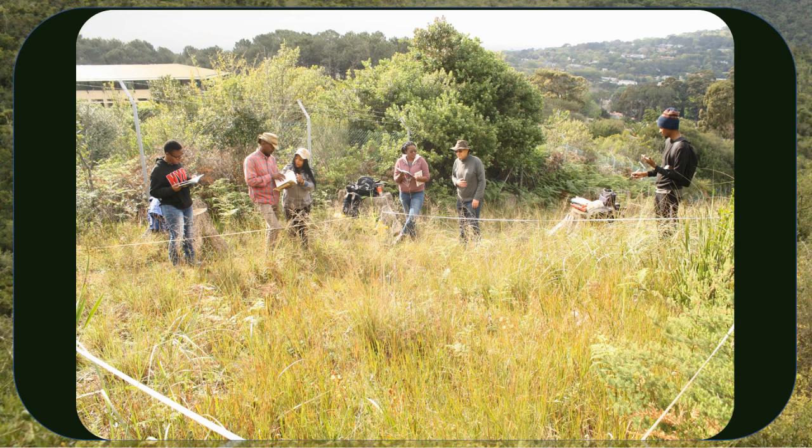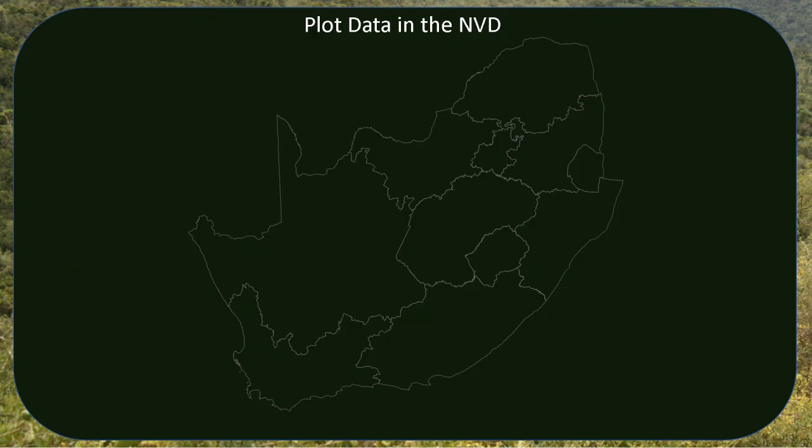So when I say plot data, this is what I mean. Those plots that are set up within a specified area, and then a team counts all the taxa that occur within that plot and the abundance within that plot. And there can sometimes be a bias towards certain species in the NVD, but this doesn't occur that often. Most times it is a record of all the taxa within the plot. But let's delve a little bit deeper into the NVD and see what's in there.